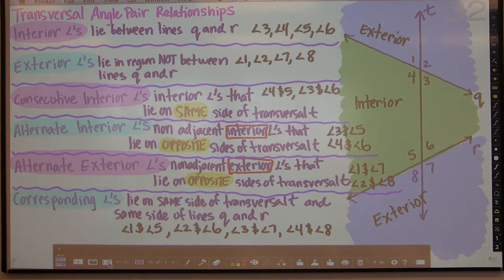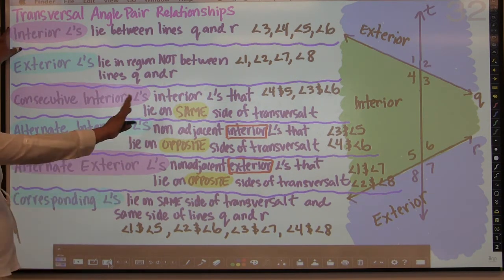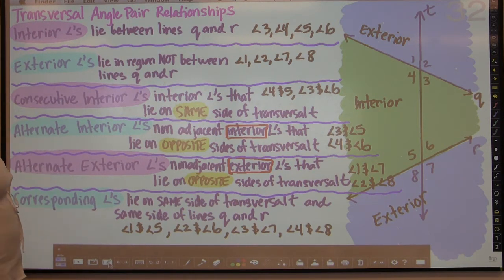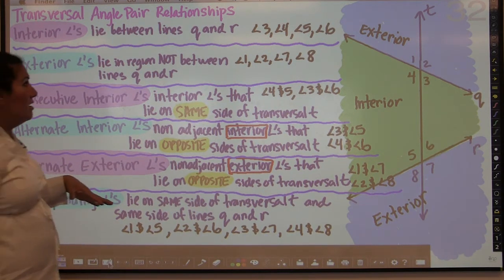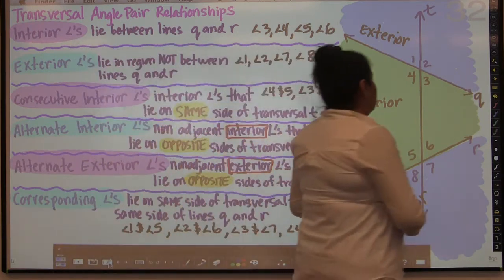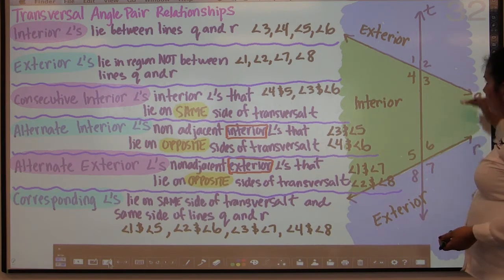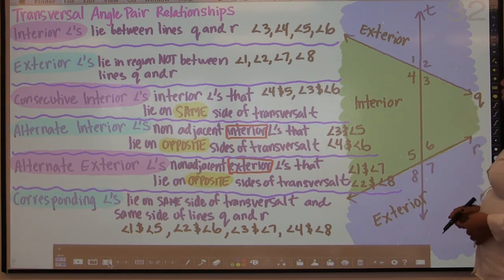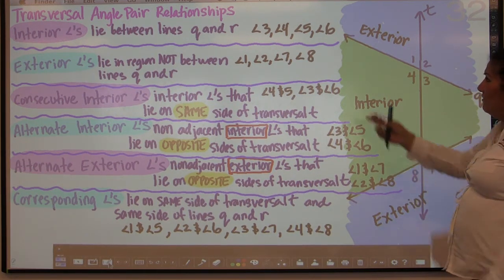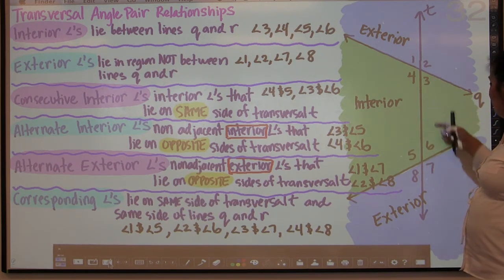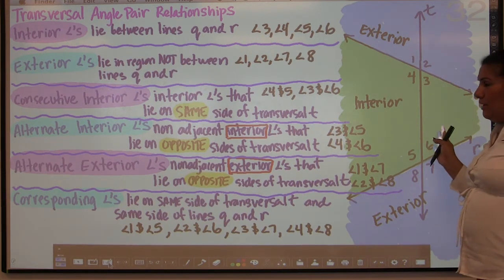All right, so based on that, we're going to describe all these different types of angles based on that diagram. So I hope that it makes sense. The first one up is interior angles, and over there, it's all shaded in green. Interior angles are angles that lie between the lines Q and R. So any angles in this region in between the 2 lines, Q and R, would be considered interior angles. So then I have here the examples. Angles 3, 4, 5, and 6 are all interior angles.